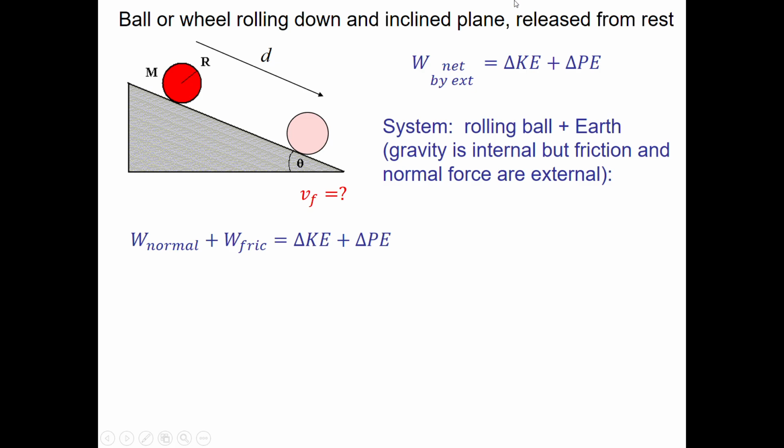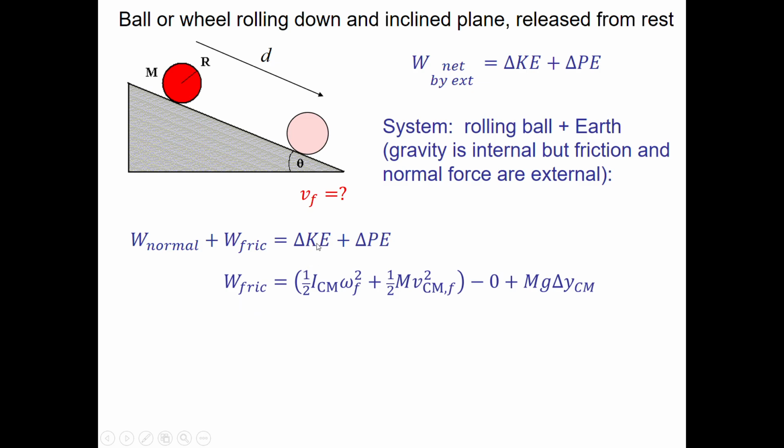So let's apply our relationship up here. The net work by external forces is just the normal force plus the friction force. Now, the normal force is not doing any work because the normal force is acting in a direction that is perpendicular to the direction in which all the movement is happening. So it seems like the normal force can't be doing any work. So we'll leave that off of here. That does zero work. We still have to worry about the friction force work.